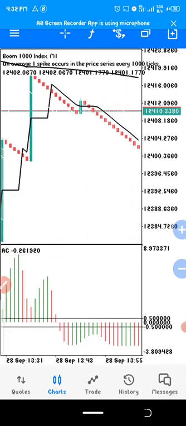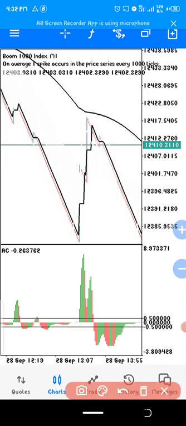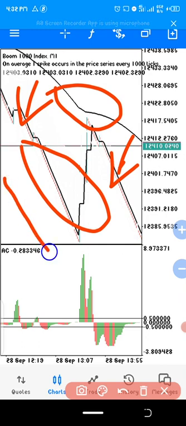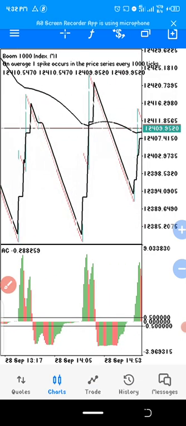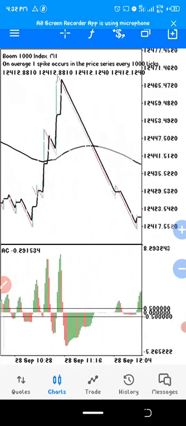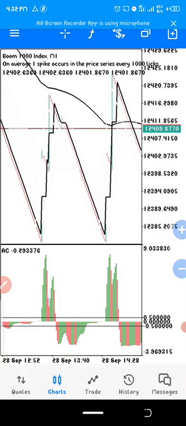The first thing we want to do is identify the overall trend of the market. As you can see right here, the overall trend of the market is a downtrend, because the candles are below the moving average. The moving average is acting as a roof, and the candles are just moving below it. That tells us that the market is in a downtrend. It could be for a long time or a short time, but we just know that at the moment the market is in a downtrend.